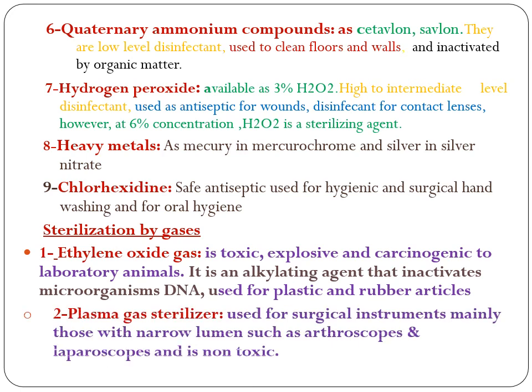Sterilization by gas is done by ethylene oxide gas and the plasma gas sterilizer. Ethylene oxide is highly toxic, explosive, and carcinogenic. For this reason, it is used only for plastic and rubber articles, while plasma gas sterilizers are used for surgical instruments with a narrow lumen, such as arthroscopes.